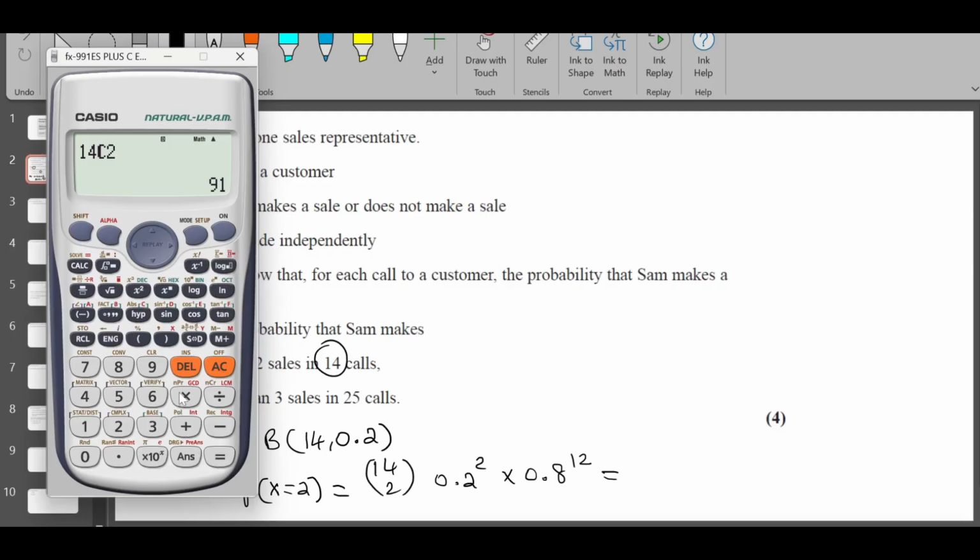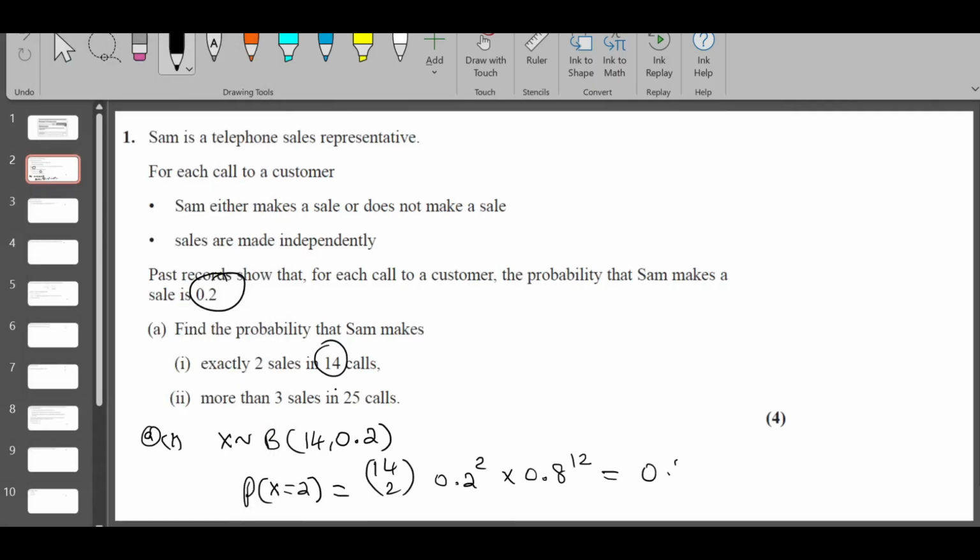14C2 is 91, times 0.2 to the power 2, times q, that's 1 minus p, to the power 14 minus 2. That gives 0.2501, and you can round it to 3 significant figures.